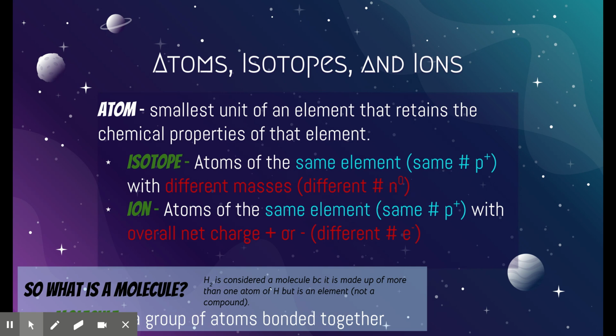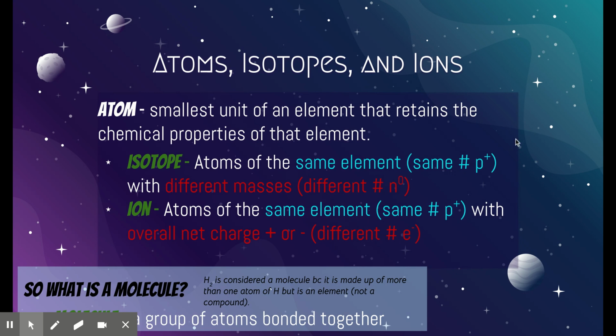So when you see those little subscripts, like the 2 on the H2 at the bottom of the screen, it's considered a molecule because it's made up of more than one hydrogen atom. Okay, so we see H2 means there's 2 hydrogen atoms. An atom would just be H.